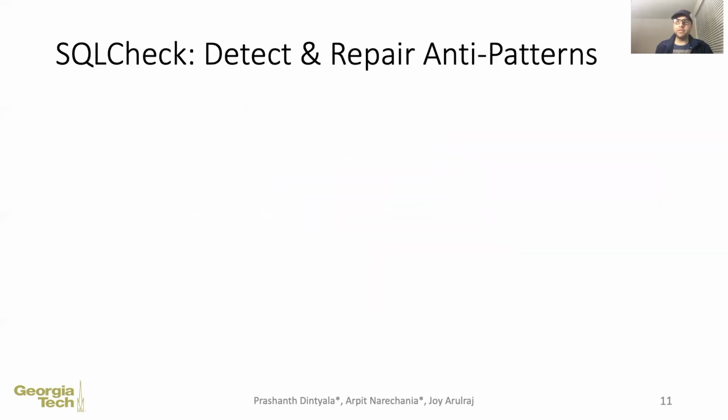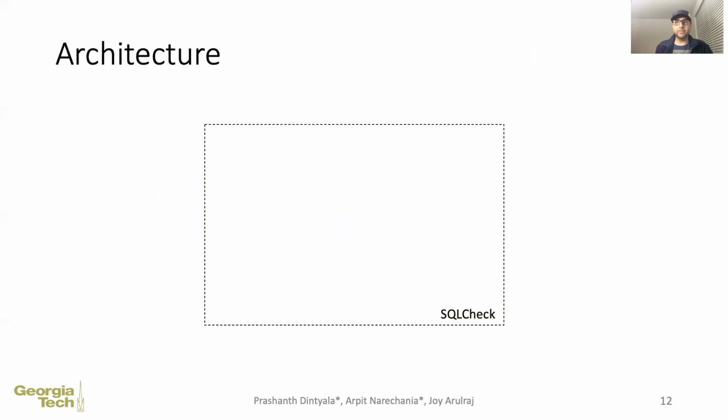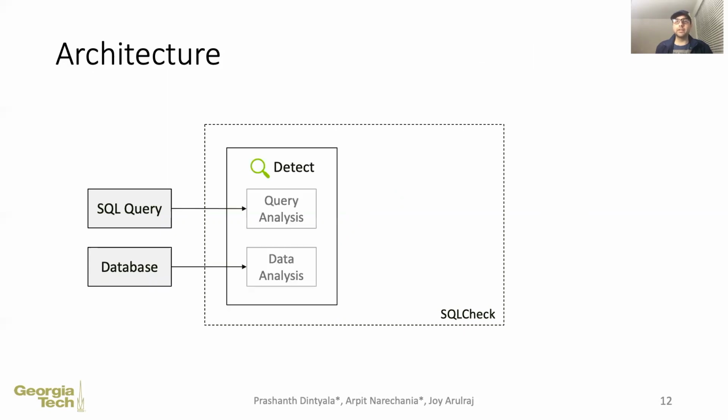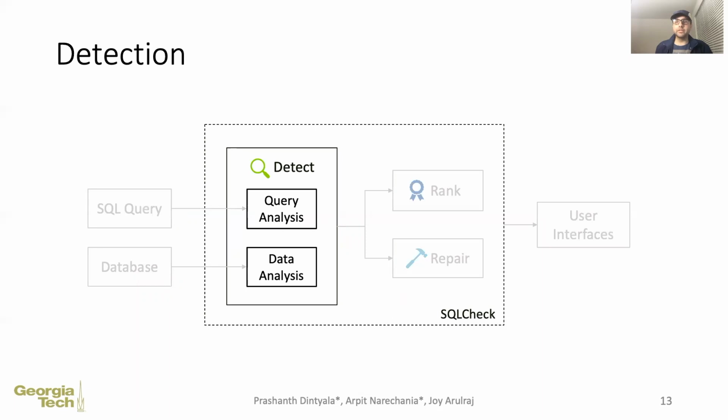To mitigate the impact of these anti-patterns, we developed SQL Check, a tool chain that automatically detects potential anti-patterns in the application's schema and queries, helps repair the detected anti-patterns by suggesting fixes, and ranks the anti-patterns based on their impact. Architecture-wise, SQL Check takes as input a set of SQL queries from the application's query log and optionally a connection to the application's database. The detect module uses these inputs to identify the anti-patterns that are then ranked and repaired to eventually return the fixes to the user. The detection component of SQL Check contains two modules, query analysis and data analysis.